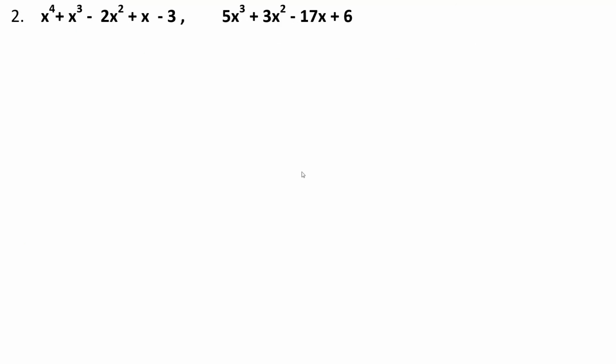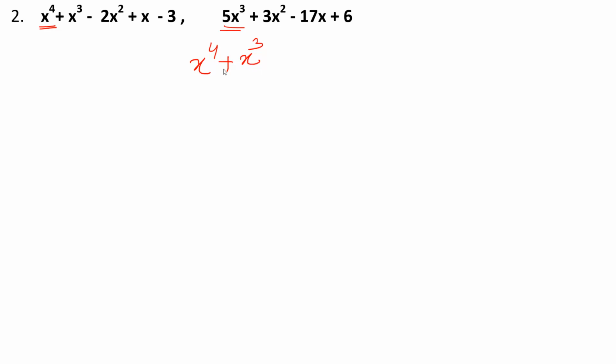One more question I will solve for you. It is 5x cube plus 3x square, right? So see here, this is cube and this is 4. This is 4 polynomial expression. This is the polynomial, right? But this one is x4. So it means it will become the dividend. If the first term is with a higher power, higher exponent, it will be the dividend.